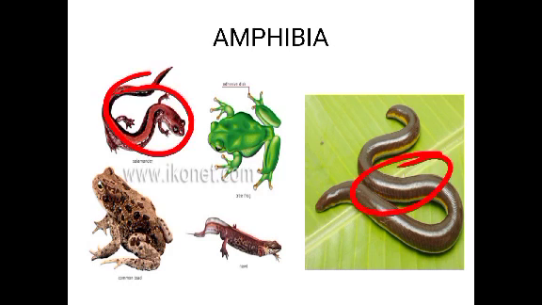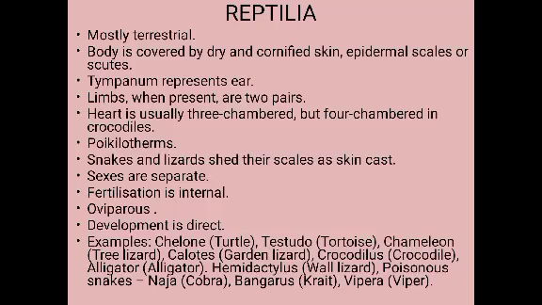Okay, next is the class Reptilia. Reptilia means creeping or crawling animals. It came from the Latin word repere or reptum, which means to creep or to crawl. So these are creeping or crawling organisms. That's why the name Reptilia is given, and mainly they are terrestrial.